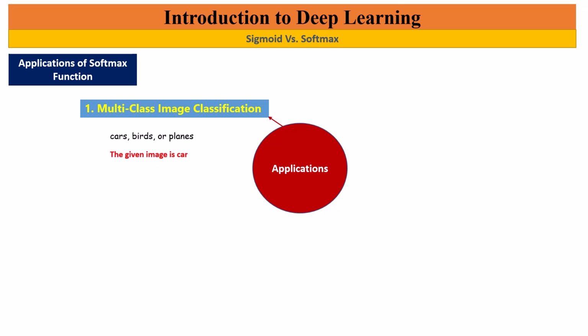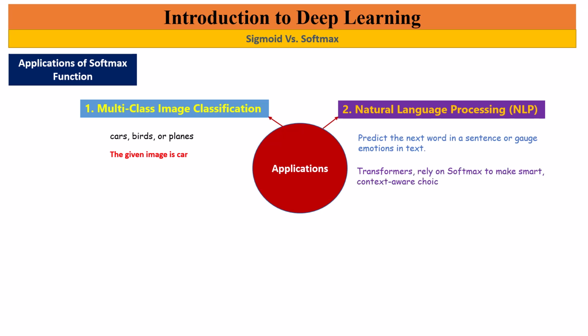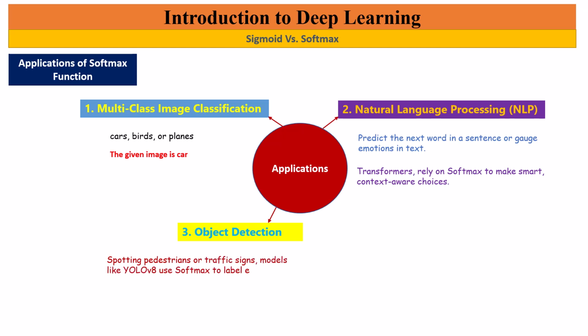2. Natural language processing (NLP). In NLP, Softmax helps machines predict the next word in a sentence or gauge emotions in text. Transformers, like those from Hugging Face, rely on it to make smart, context-aware choices. 3. Object detection. For tasks like spotting pedestrians or traffic signs in real time, models like YOLO version 8 use Softmax to label each detection accurately.